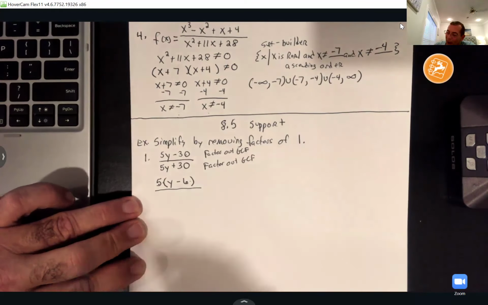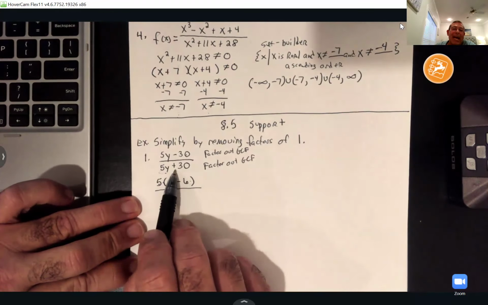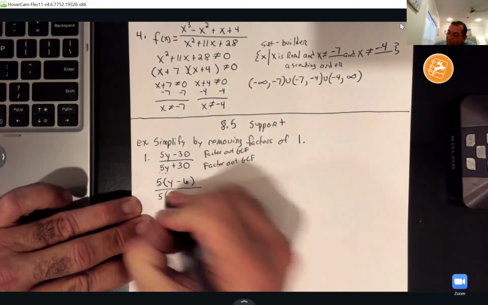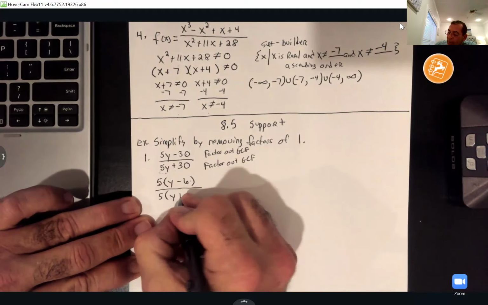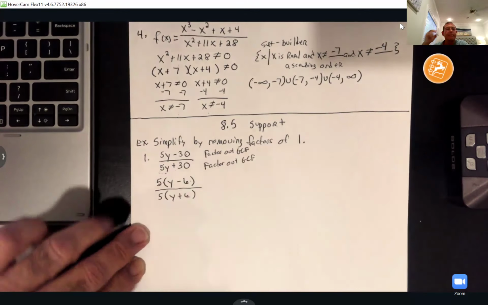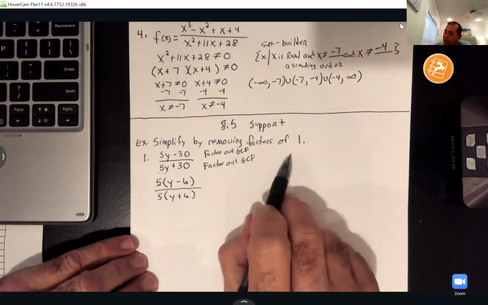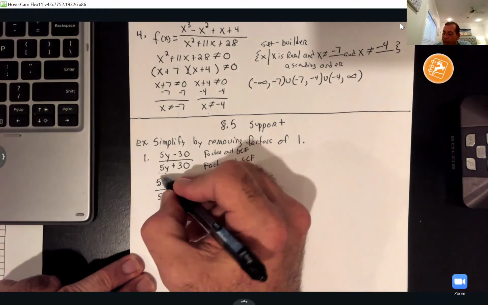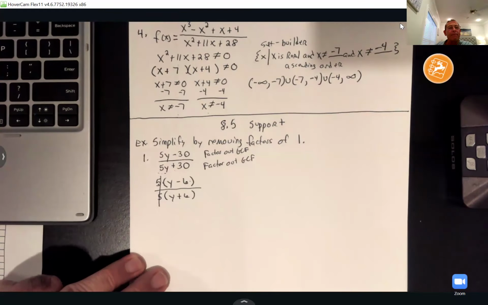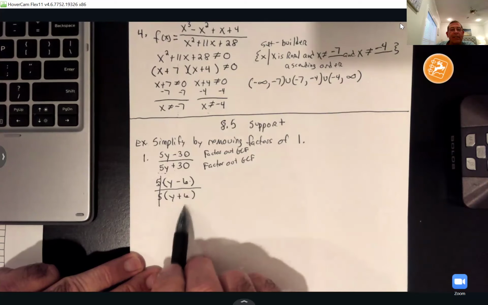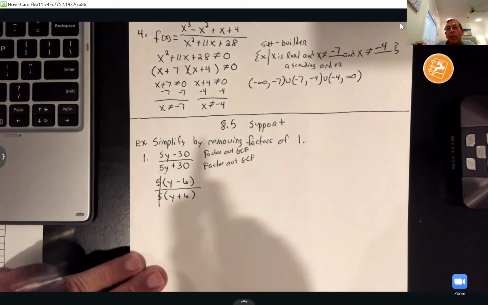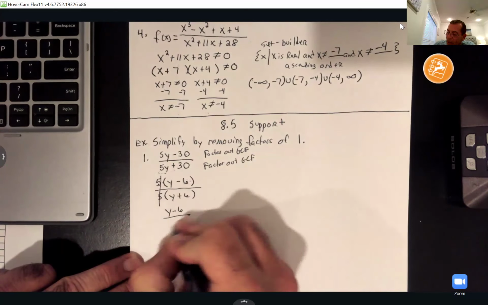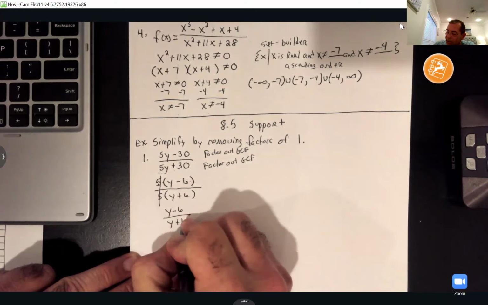Well, guess what? The bottom is exactly the same other than the sign. So that GCF will also be a 5. But that's going to leave me a y plus 6. So y'all, here's what they mean by removing factors of 1. 5 divided by 5 equals 1. So I'm canceling that out. So now, since I only got these left, I don't need parentheses. So I get a y minus 6 over a y plus 6.